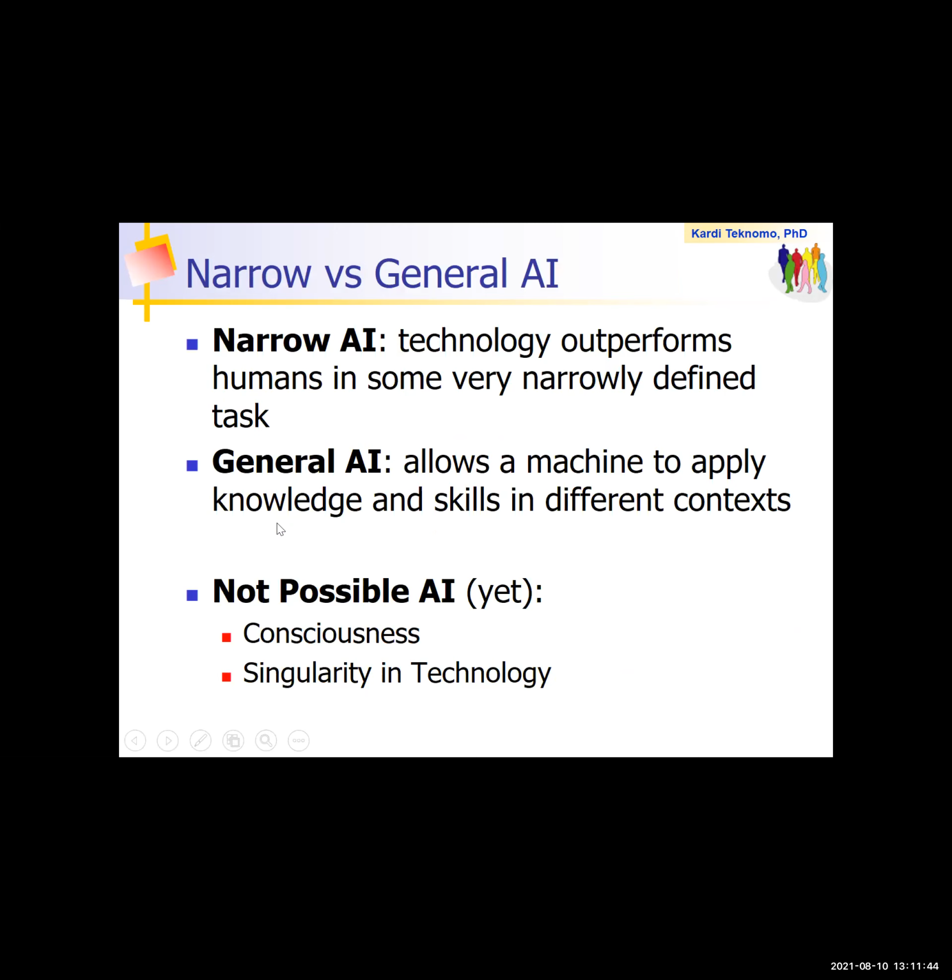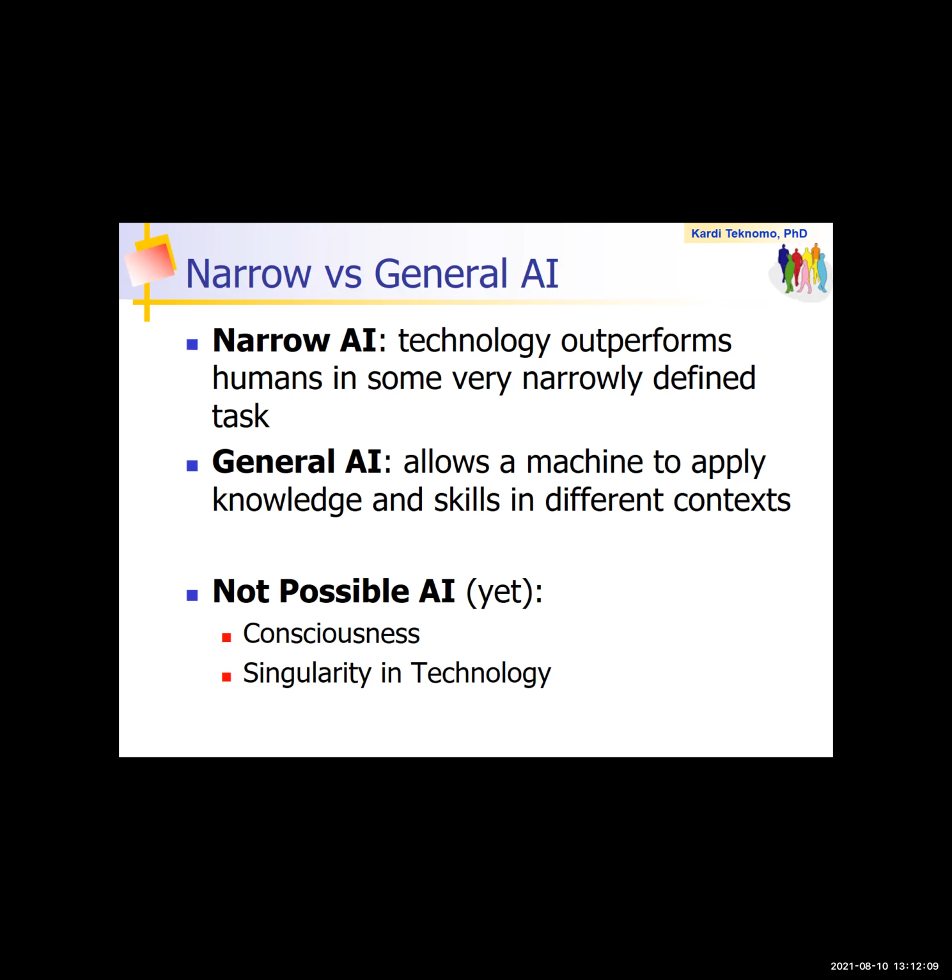Okay, so there are two types of AI, artificial intelligence. One is called narrow AI or specific AI. What is this? This is technology that outperforms humans in some very narrowly defined tasks. The one that I mentioned a while ago: oh, AI can do emotion. Yes, this is narrow AI.